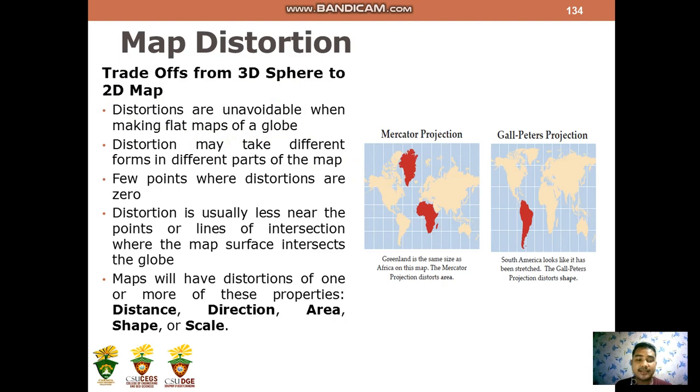There are few points where distortion is zero, and distortion is usually lowest near the points or lines of intersection where the map surface intersects the globe. The maps will have distortion of one or more of these properties: distance, direction, area, shape, or scale.